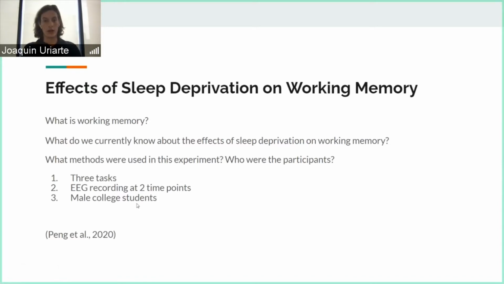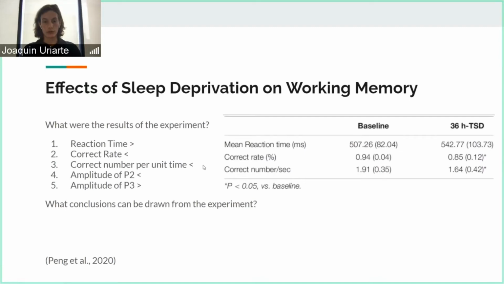Now, for the next slide, the results were analyzed using the following metrics. On one hand, we have the behavioral data, which include reaction time, correct rate, and correct number per unit time for each individual task. On the other hand, we have the EEG data recordings, which were the amplitude of the P2 and P3 components.